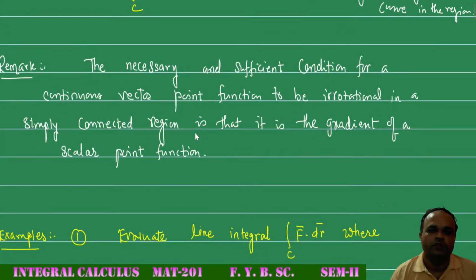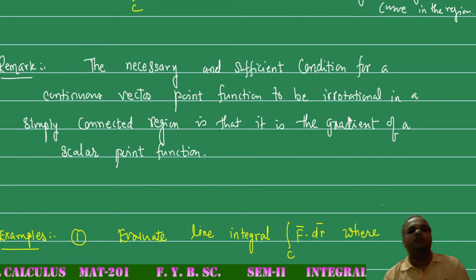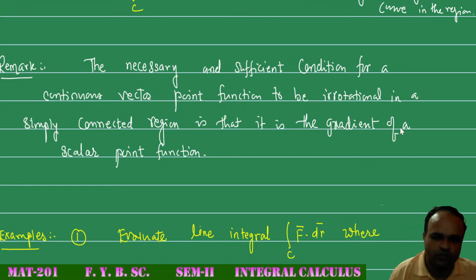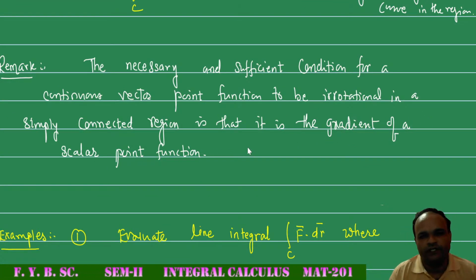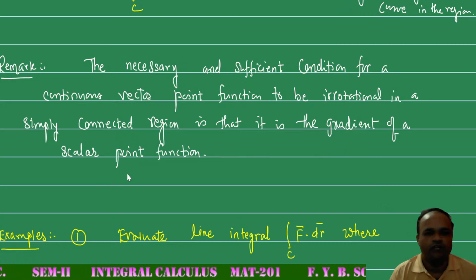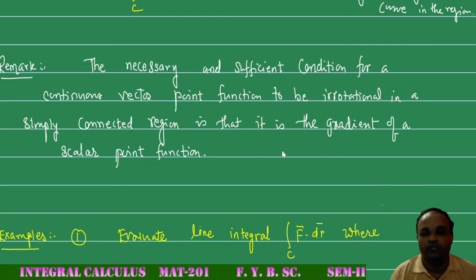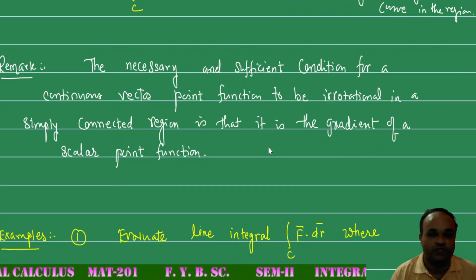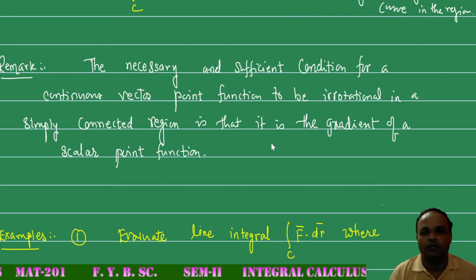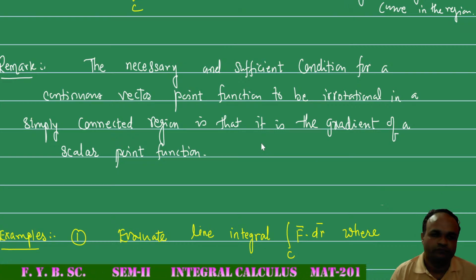Again there is one remark: the necessary and sufficient condition for a continuous vector point function to be irrotational in a simply connected region is that it is the gradient of some scalar point function. So this is the condition for an irrotational vector point function.